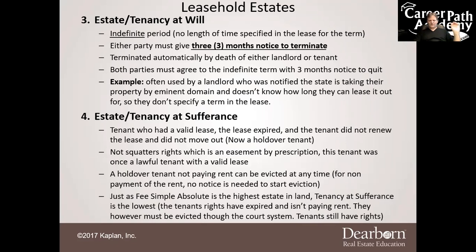So let's highlight the first sentence under tenancy at will. And then in the second paragraph, the next to last sentence we're going to highlight. The term of an estate at will is indefinite, but the estate may be terminated by giving 3 months notice.